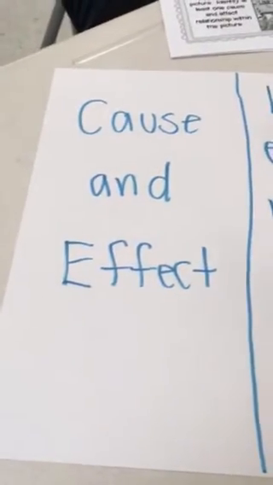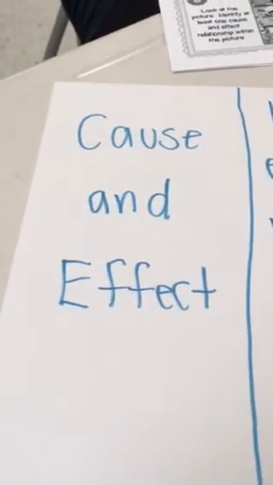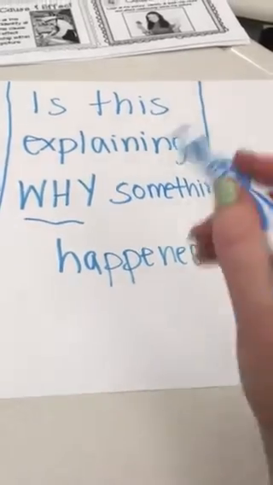So the question that we ask ourselves to figure out if this is a cause and effect text structure piece of text is the question, is this explaining why something happened? Pause the video if you need to here to write down your answer.